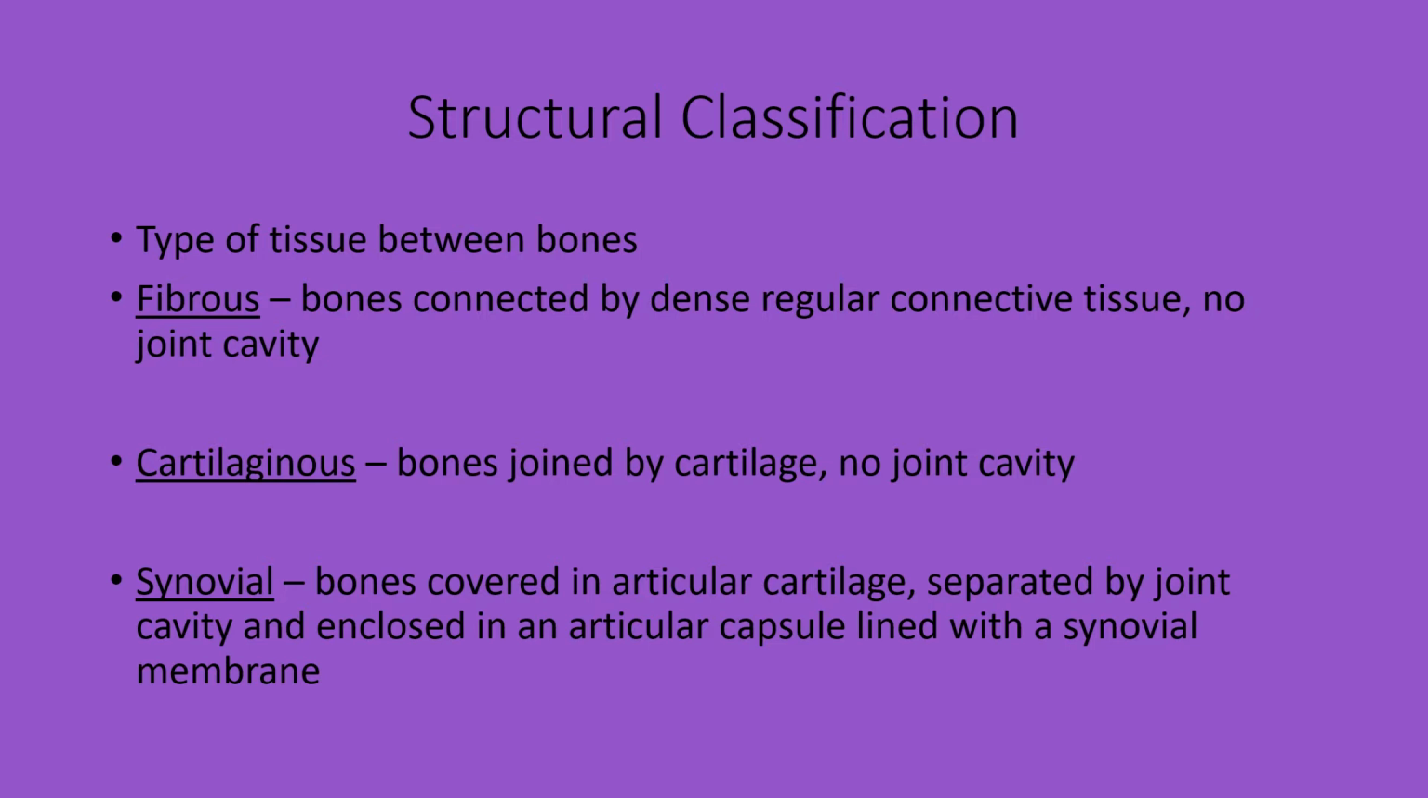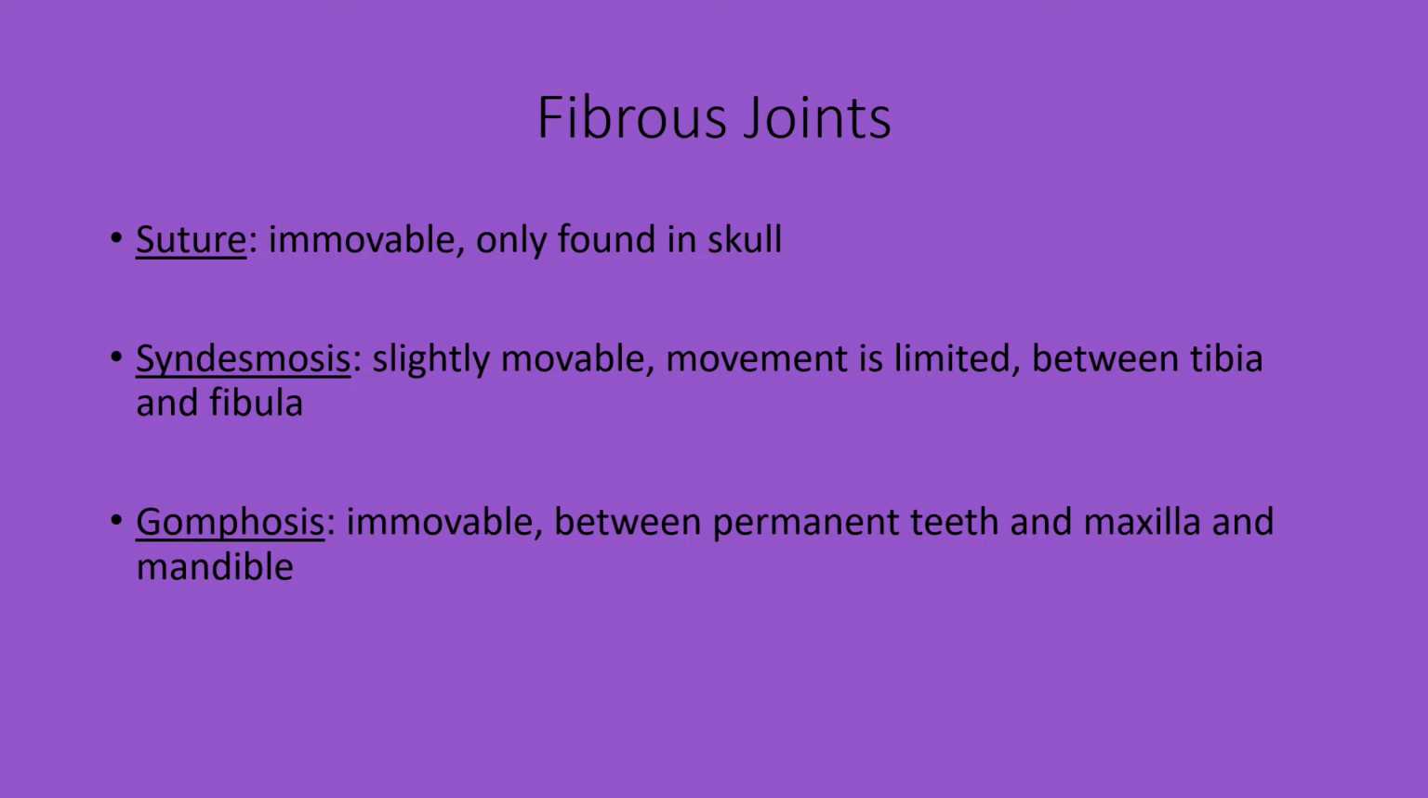And then synovial joints, the bones are covered by articular cartilage. They are separated by a joint cavity. They're enclosed in an articular capsule that has synovial membrane there. And synovial fluid that's going to help be reducing friction there.